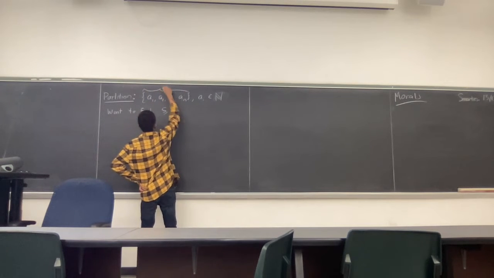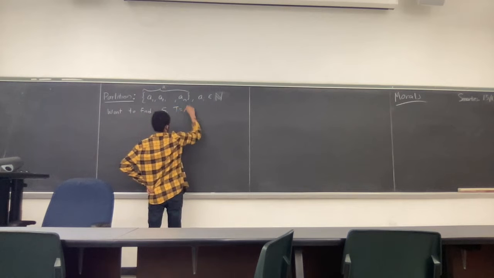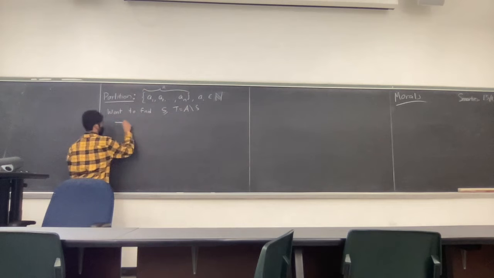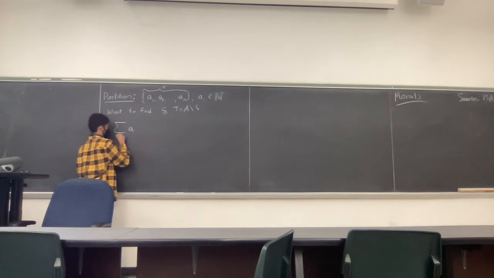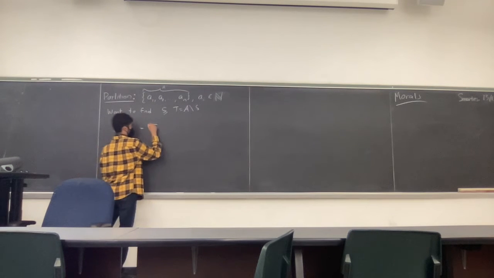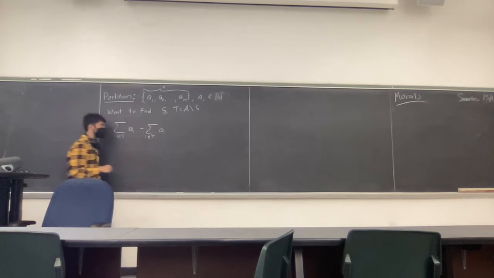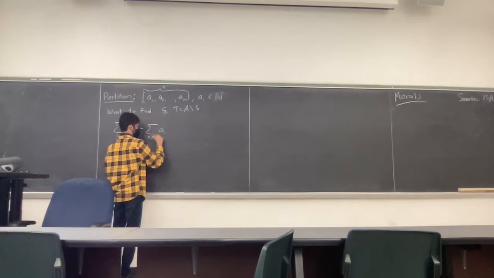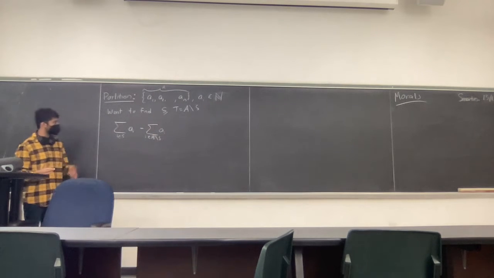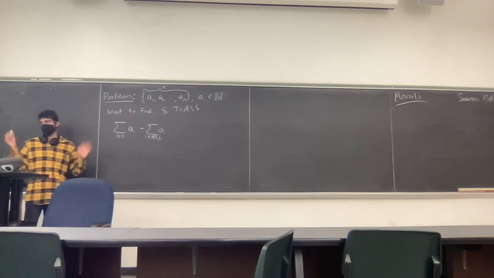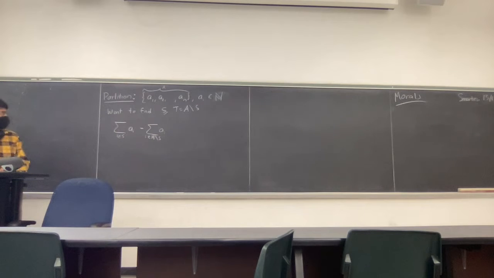Call this A, and then T is equal to everything else in A, right? Such that the sum of all the elements in S is equal to the sum of all the elements not in S. I guess I could just write A not in S. Okay, so this is the partition problem, and this is NP complete. So we're given the fact that this is NP complete, and our objective is to show that bin packing is NP complete.